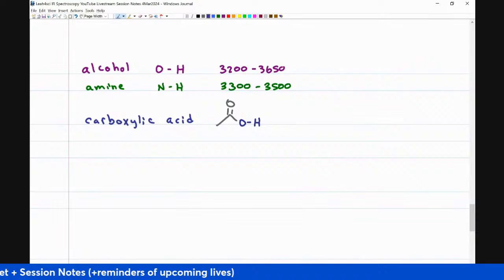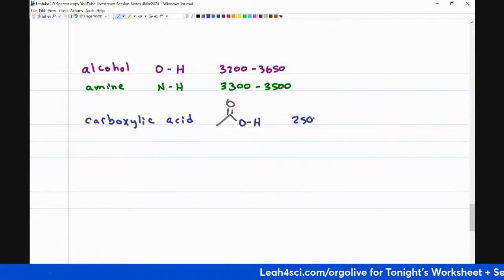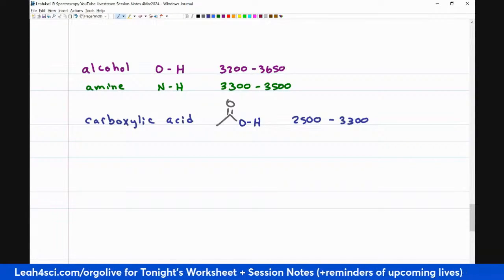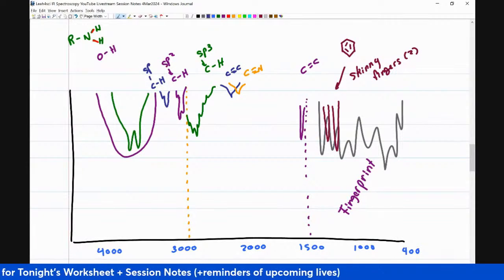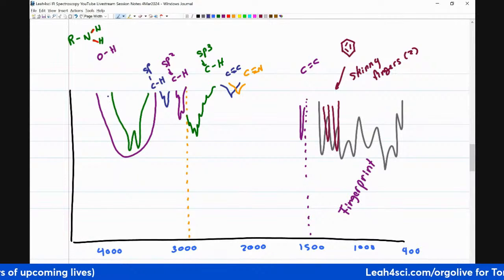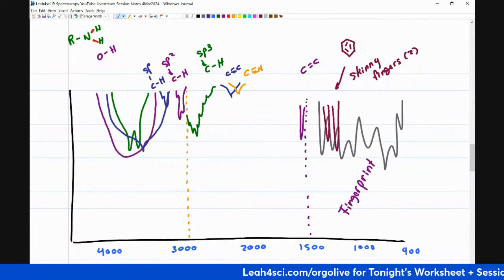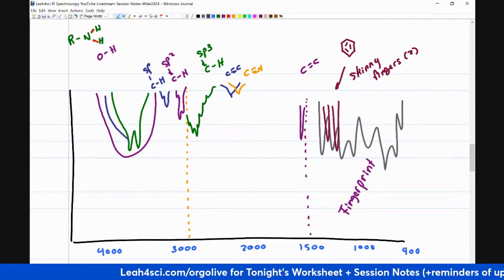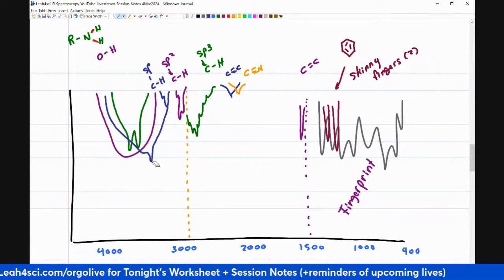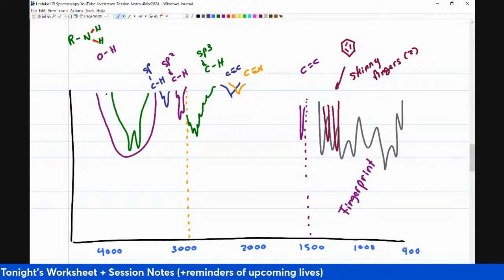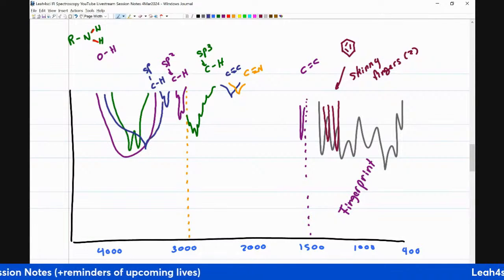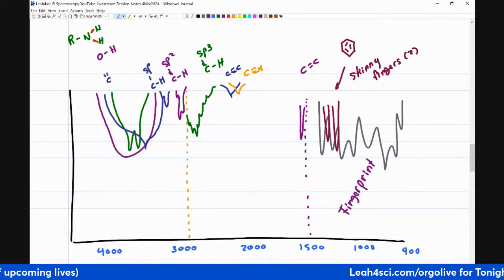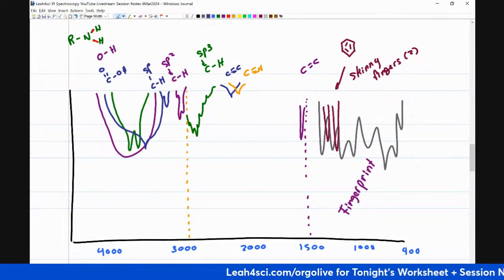Oh, I forgot to give you the numbers. So the range for the carboxylic acid is 2,500 to 3,300. It's a very, very big range, and it could mess you up if you're only looking for the numbers, because now you're looking at this entire area. Unless you think, okay, I'm looking for a shape that kind of looks like that. So it almost looks like an alcohol with something sticking out of it. And I'm showing you different shapes because you'll see a little bit of all of these. So that'll be the carboxylic acid, specifically the OH bond.